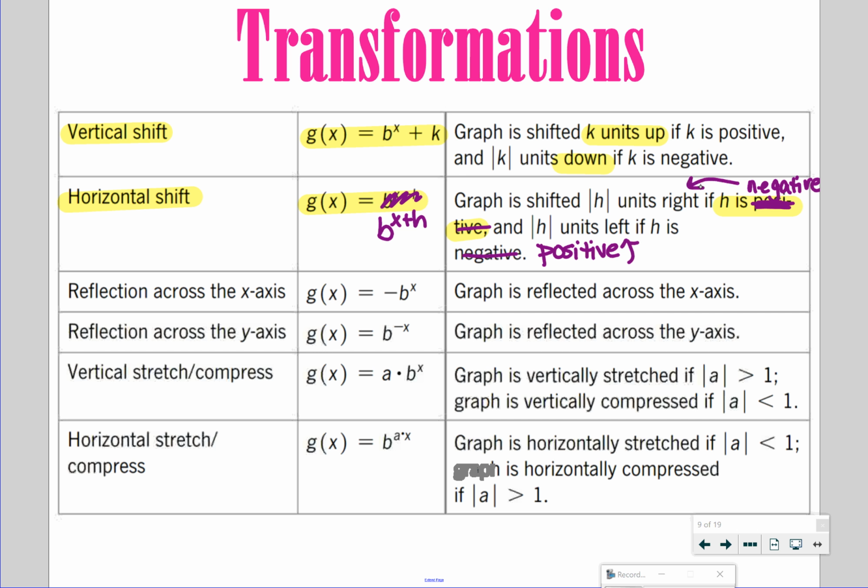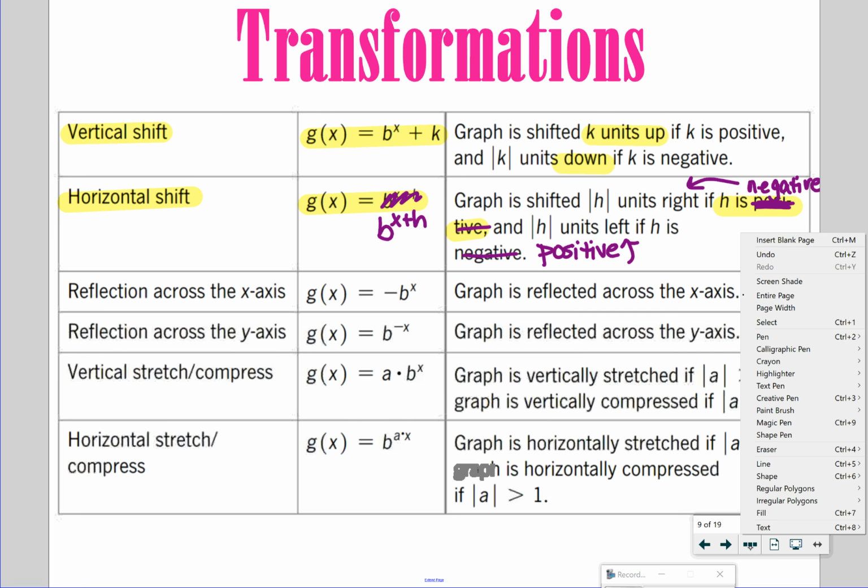For example, if I had b to the x plus 3 power, that would move it to the left 3 units. Or if I had b to the x minus 5 power, that would move it to the right 5 units. And we'll practice those a little bit so you can see what that looks like.